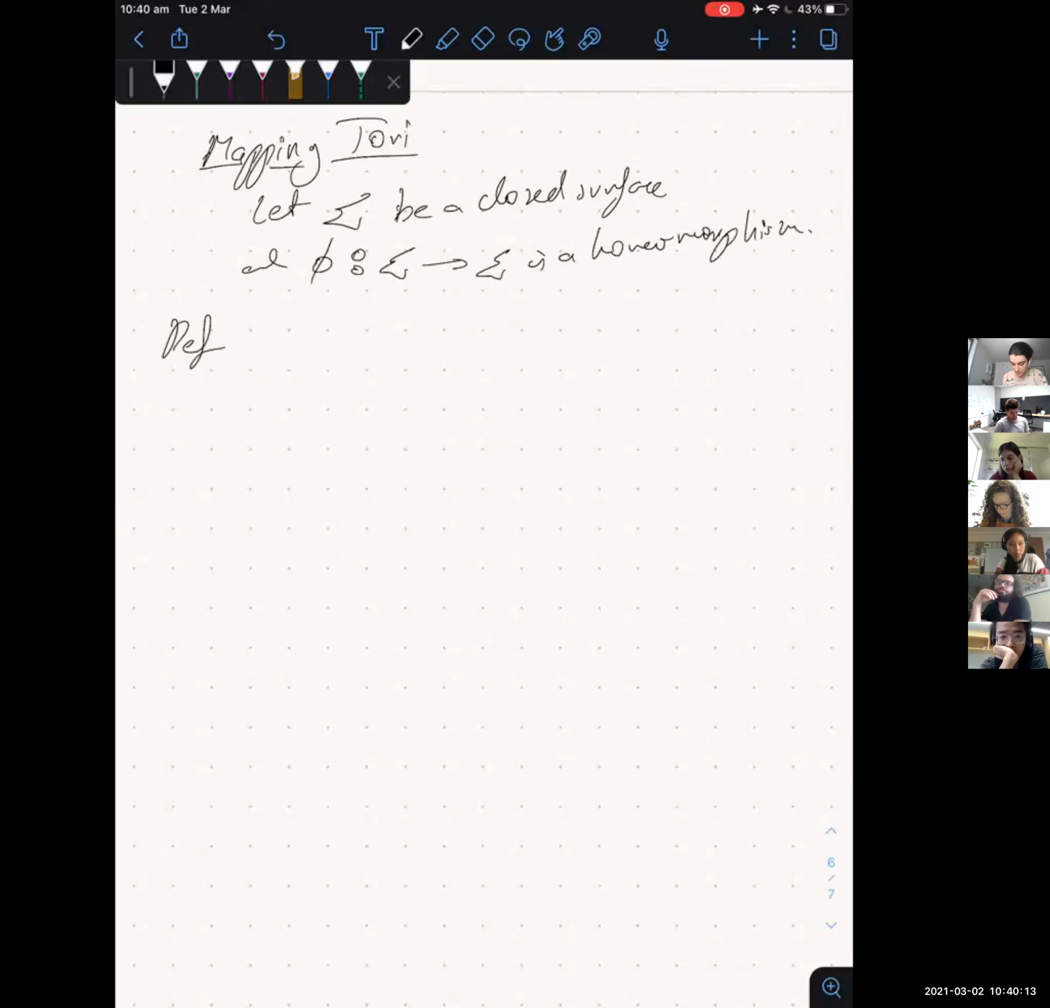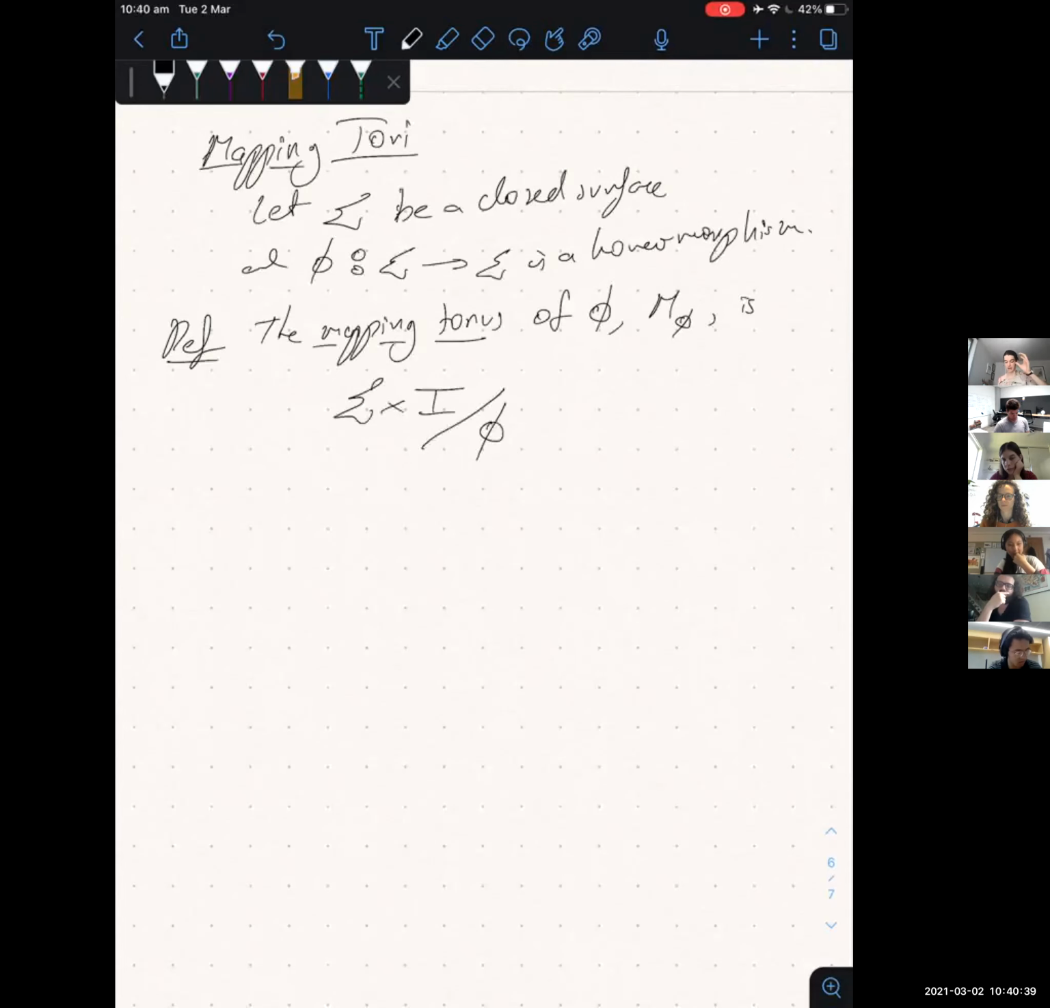Okay. Then the mapping torus of this particular homeomorphism, which I'm going to denote by M_phi, is, well, what do we do? We thicken up our surface and then we glue up by this homeomorphism. So I'm going to write that as our surface cross interval where we're identifying the boundary components by this homeomorphism. So it's a closed three manifold.